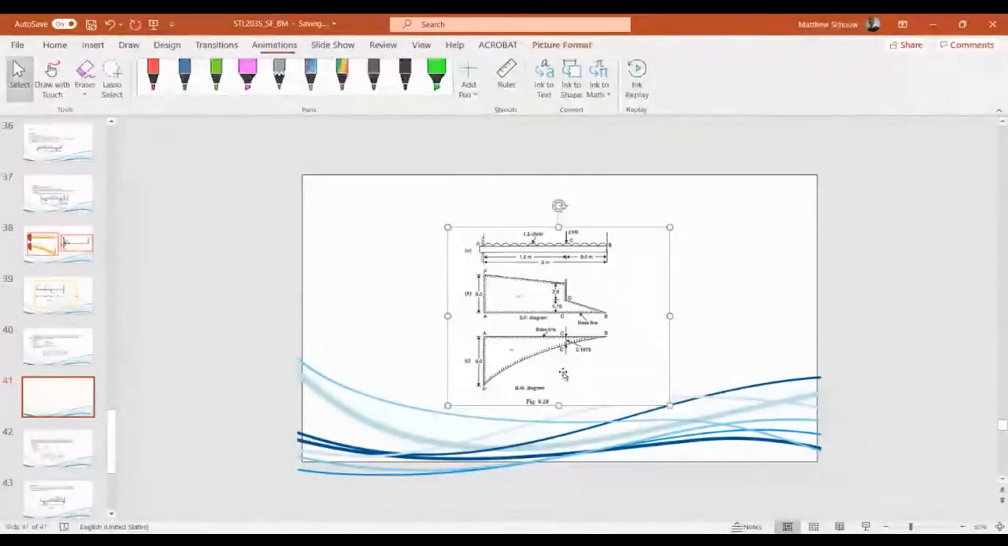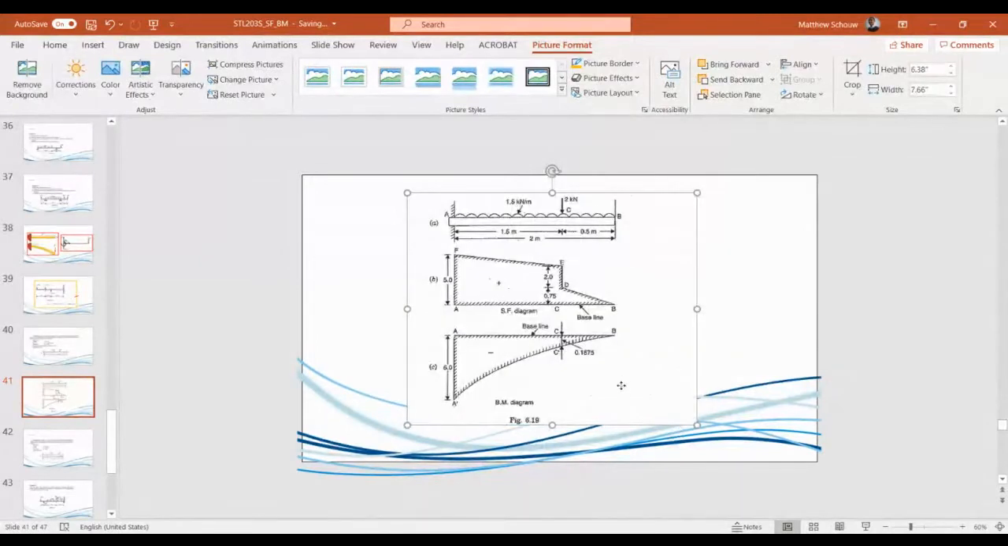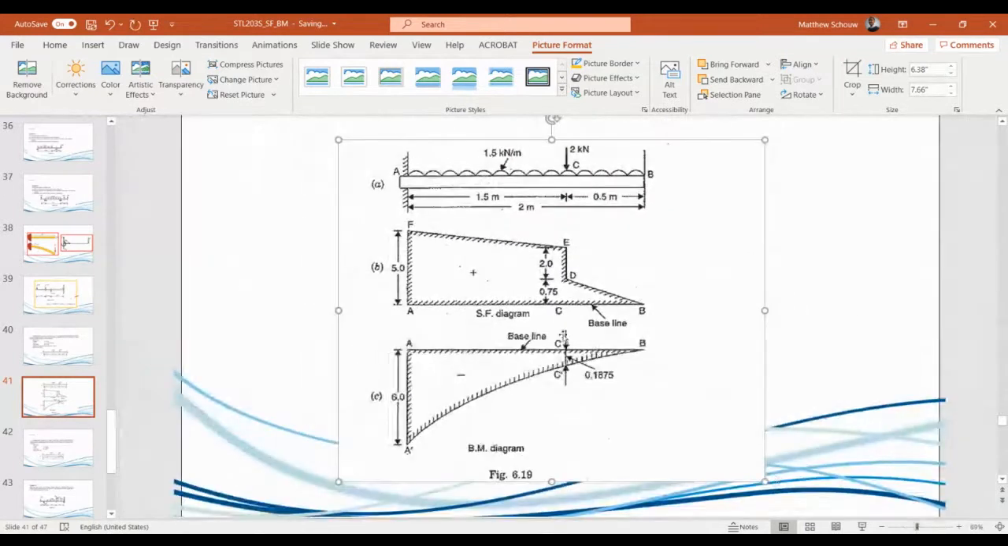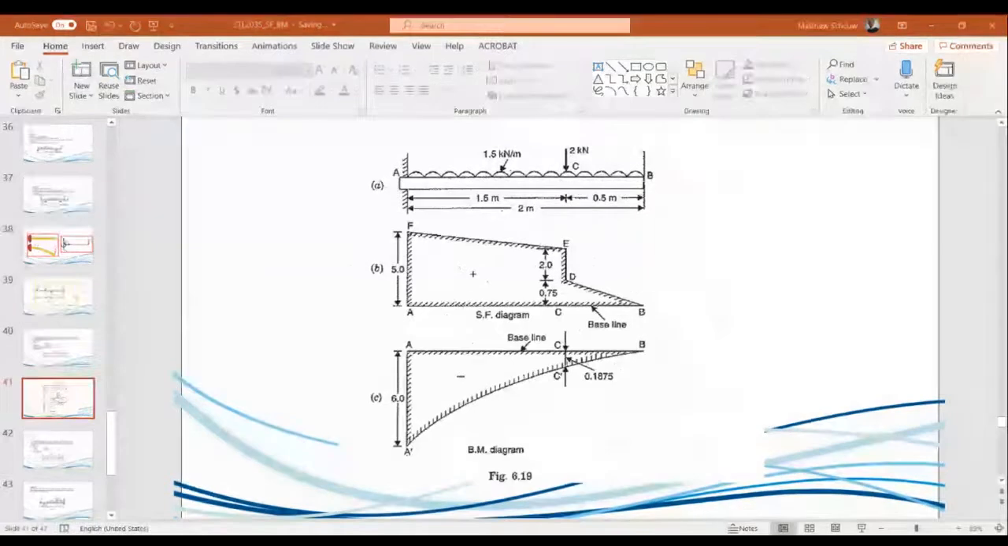So I just want to conclude quickly. With this diagram, do you guys remember we sketched this diagram? I want to say I don't agree with this. I don't agree with the bending moment diagram. Tell me why. Why do you think I don't agree with the bending moment diagram? Who can tell me why?